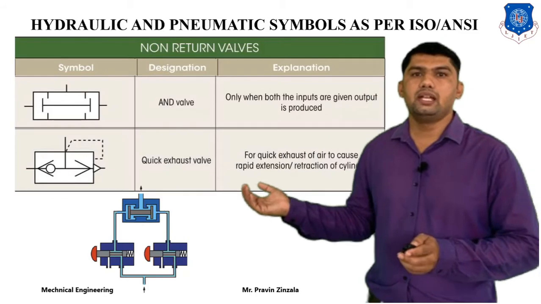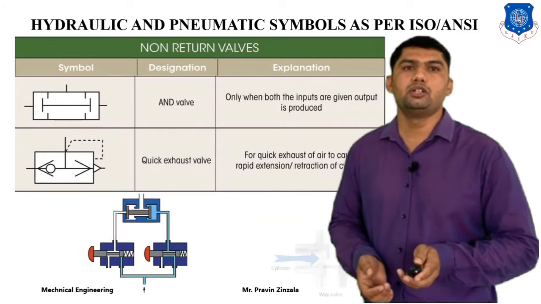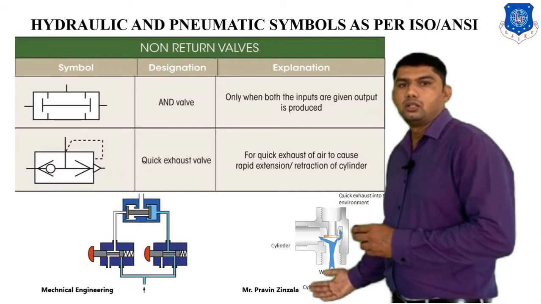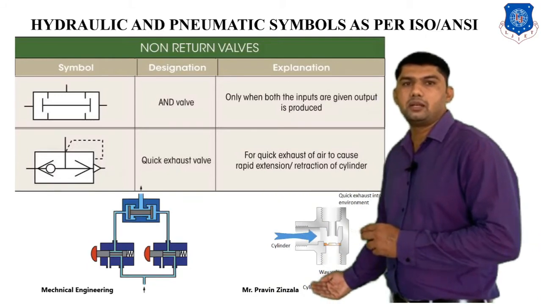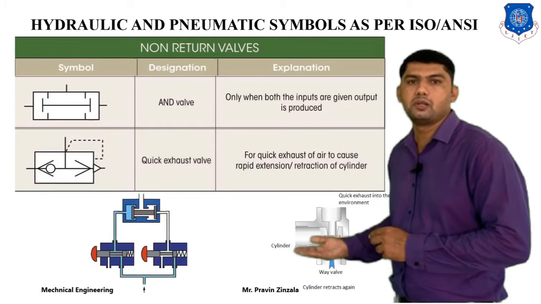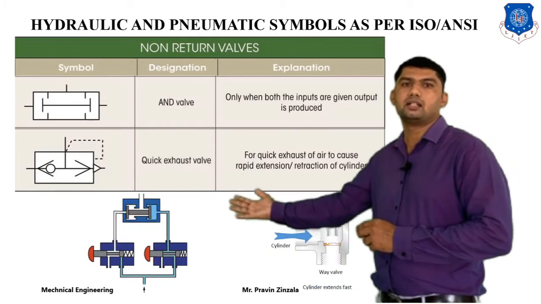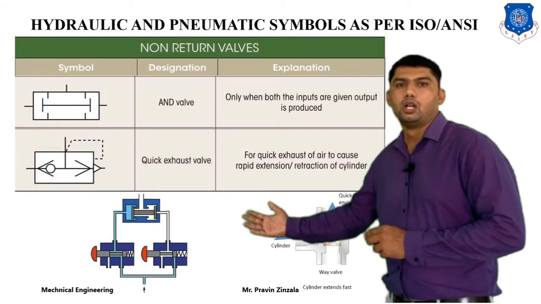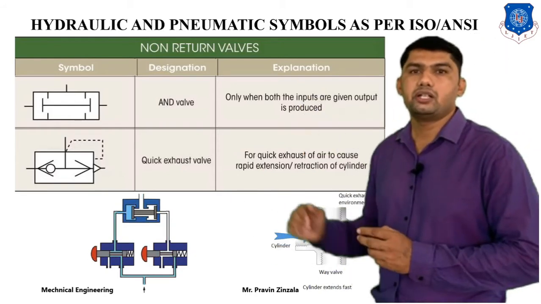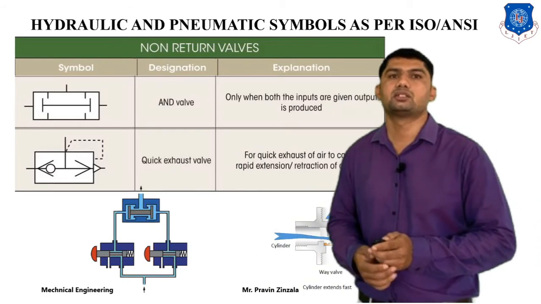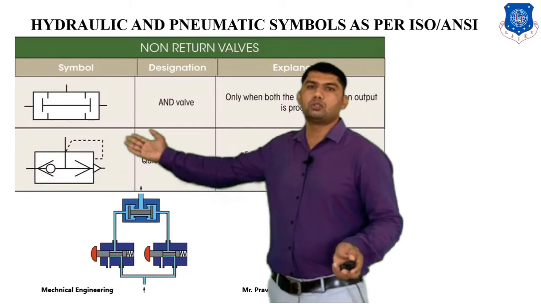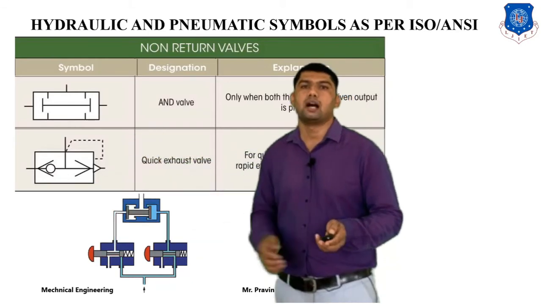Next is the quick exhaust valve. It is used in pneumatic systems. In the mechanism of the quick exhaust valve, it is connected to a power source such as the compressor. Fluid passes from the power source to the cylinder, but during the retraction stroke, fluid is exhausted directly to the atmosphere. So it is used in pneumatic systems for exhausting to the atmosphere. And this is the symbol of the quick exhaust valve.